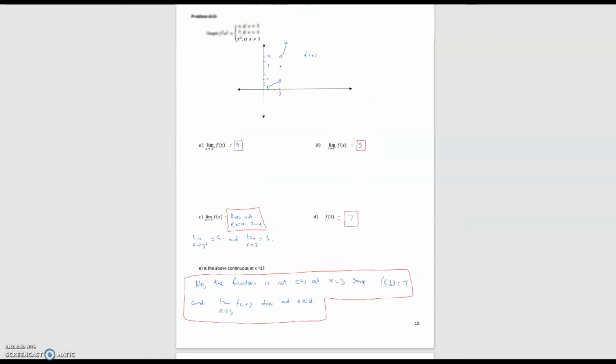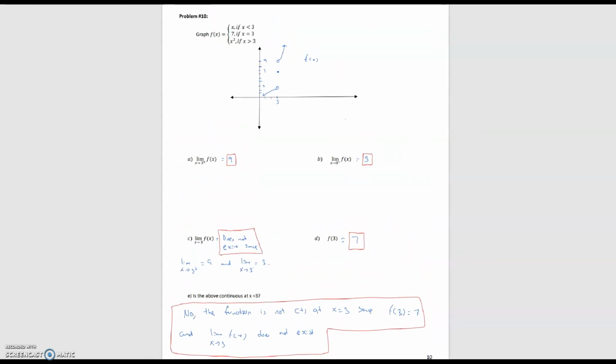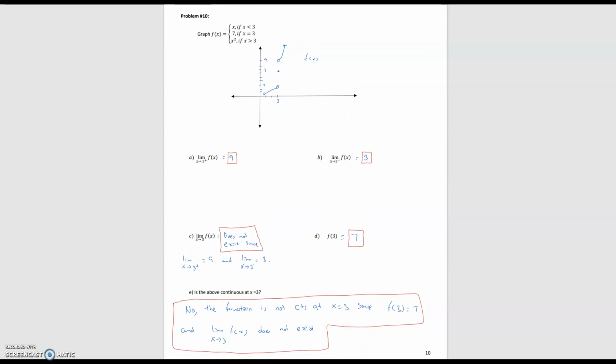In this case, we could have also said, since it's not asking for the proper definition, that there is a break in the graph at x is equal to 3. That's actually it for this problem.